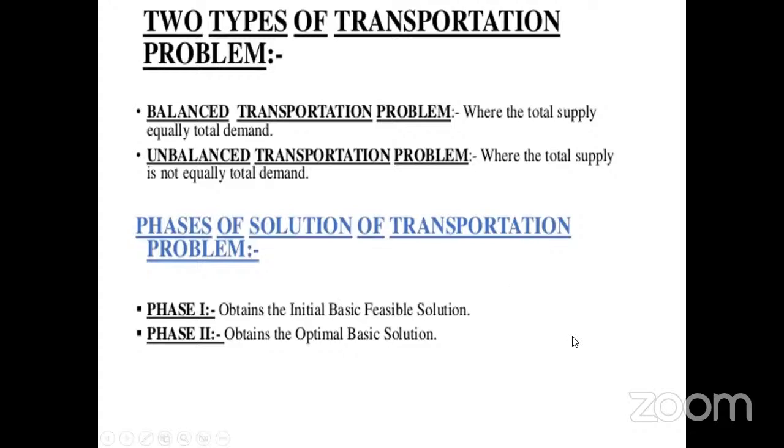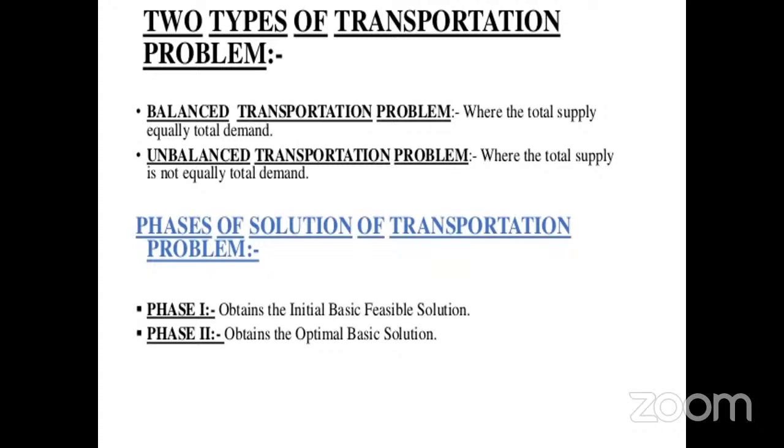The main thing is you need to understand the problems, what type of problems you will be getting. There will be two types of problems. One is balanced transportation, where the total supply equals the total demand. Unbalanced transportation problems are where the total supply is not equal to the total demand. That is called unbalanced.